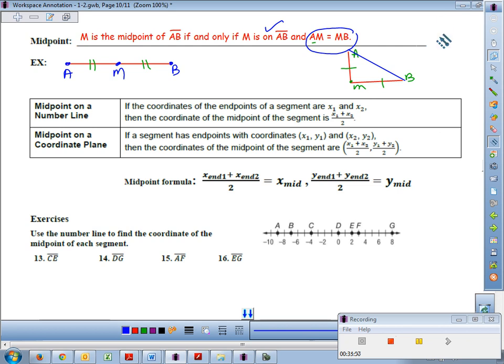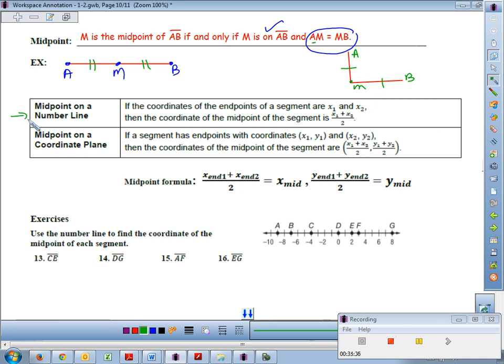All that happened in this picture was the distance from A to M is equal to the distance from M to B, but M's not on segment AB. You with me on that? So that's called equidistant right there. They're equal distances, but it's not the midpoint. Cool? It's very tricky.